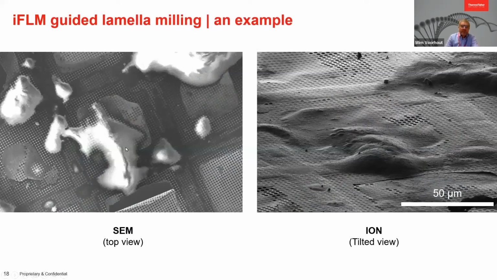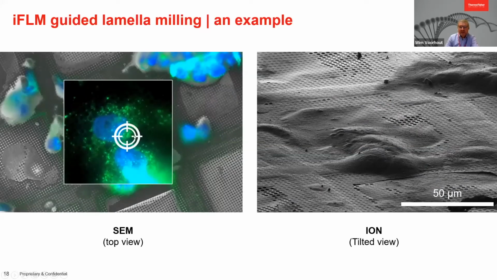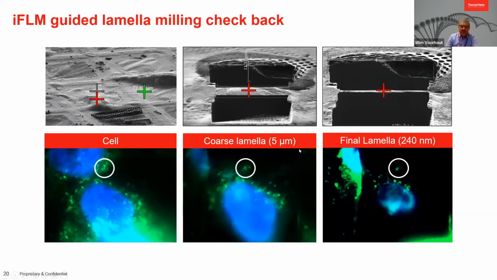Here's another example. Here you have the SEM image, and you see the cells grown on the grid. An ion image, so an image taken with the gallium beam. This is already in tilted view. Then we can project the fluorescent image on top of it, identify the area of interest for the FIB milling, and then start drawing the boxes in the software to identify exactly where we want to mill that thin lamella of roughly 200 nanometers.